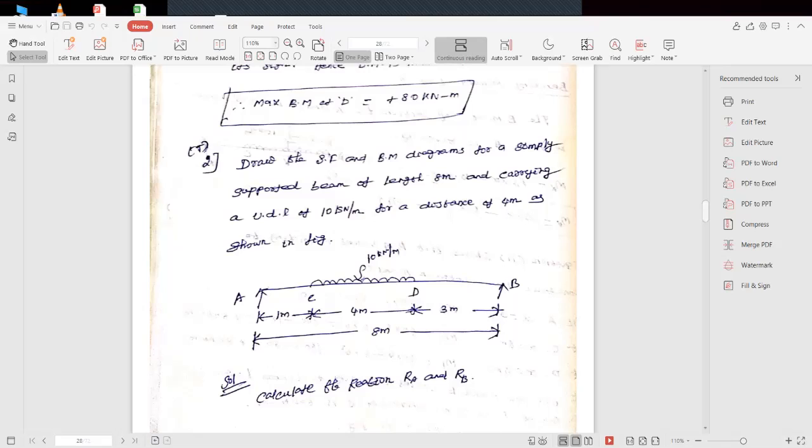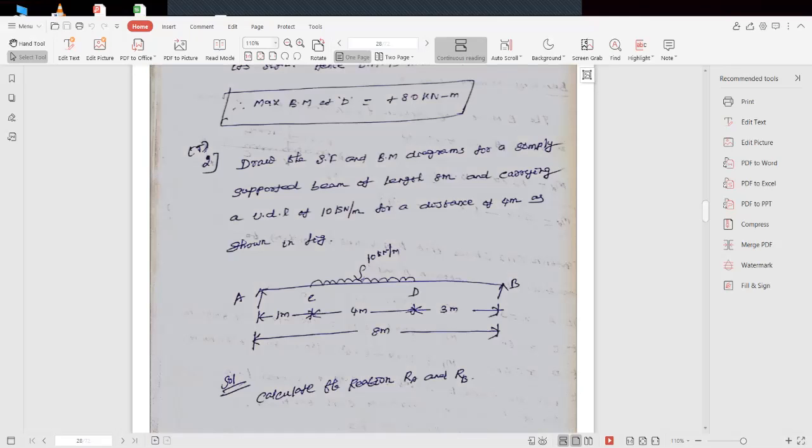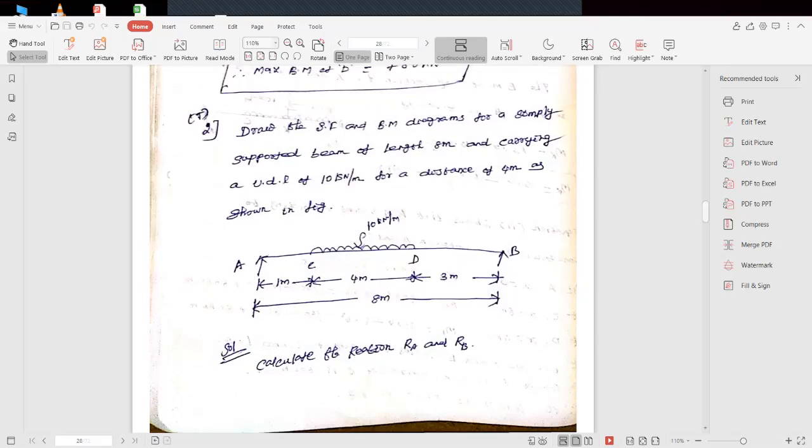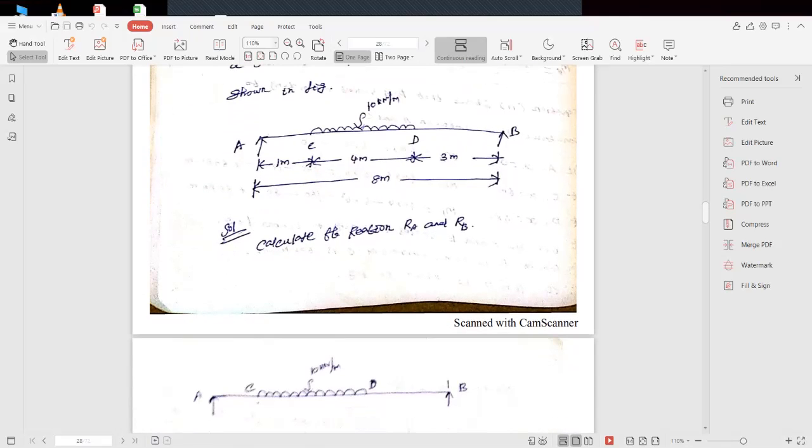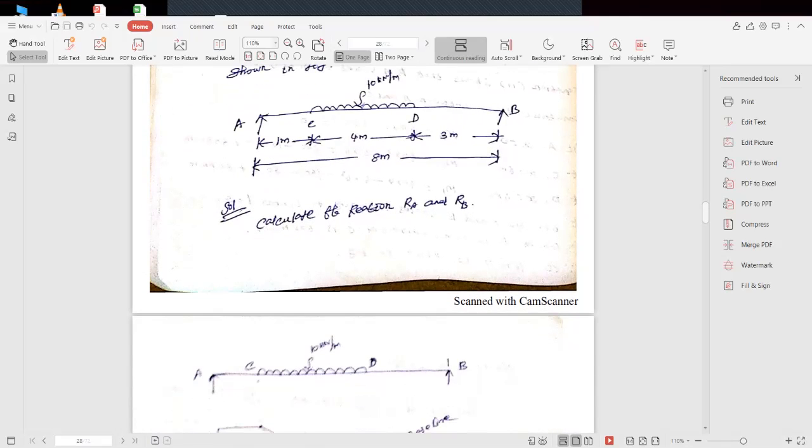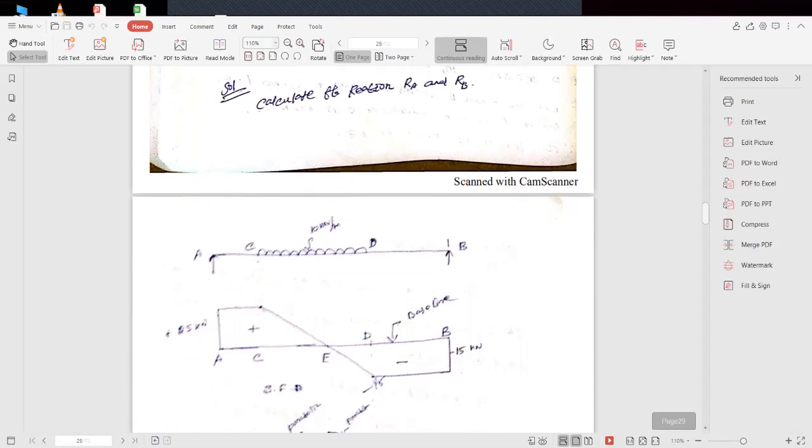Right? Now, as we said earlier, the first step to draw the shear force and bending moment diagram is that you need to know the reaction at A and the reaction at B. Only then are you able to calculate the shear force value as well as the bending moment value in the case of a simply supported beam, right? So the first and foremost step is to calculate the reactions RA and RB. So how to calculate the reactions RA and RB?